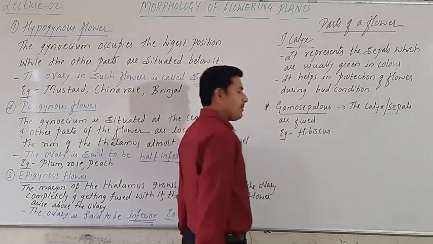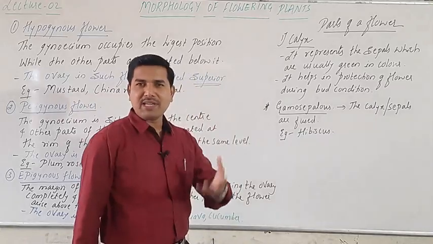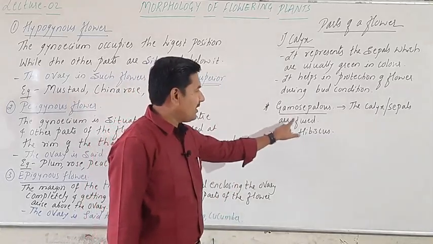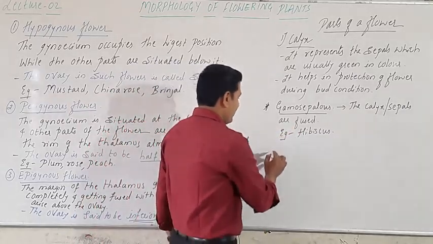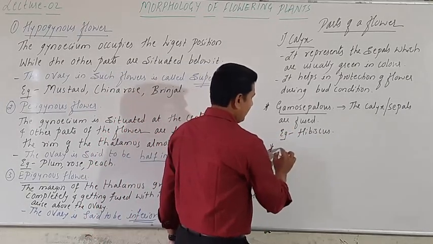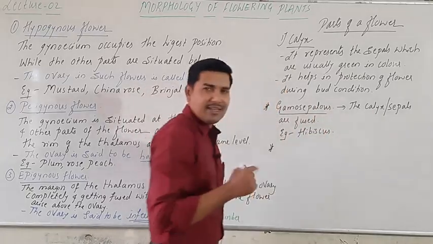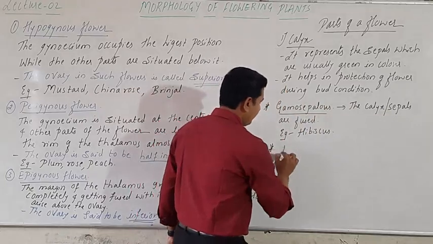Here we can take an example of hibiscus. Hibiscus flower is commonly found. You can observe it. If you observe it, then the sepals are fused. Then similarly, let's go to the next one. If the sepals are free, then it is called as a polysepalous.